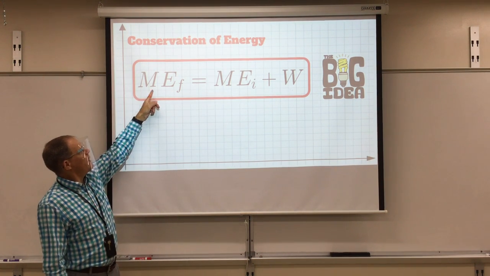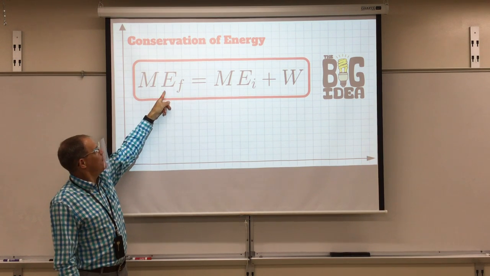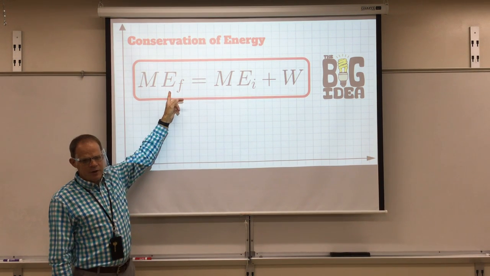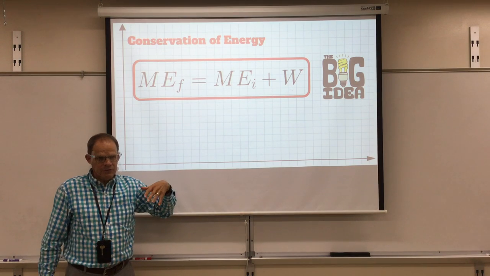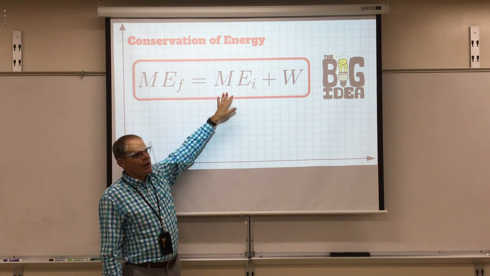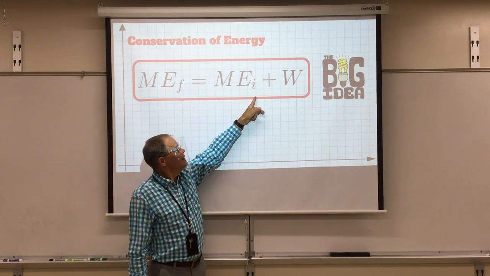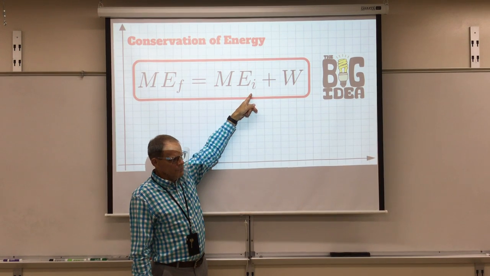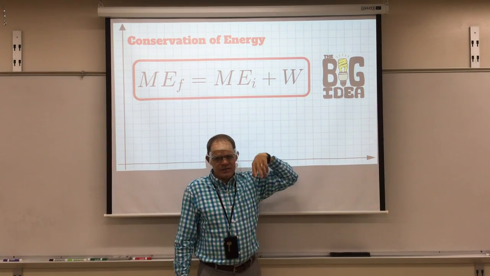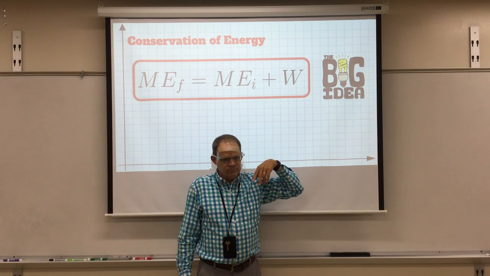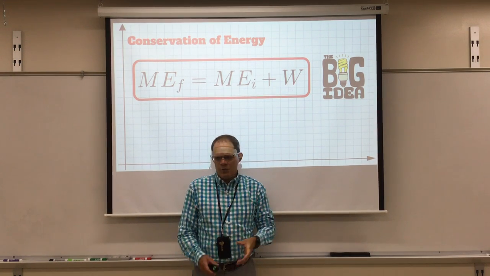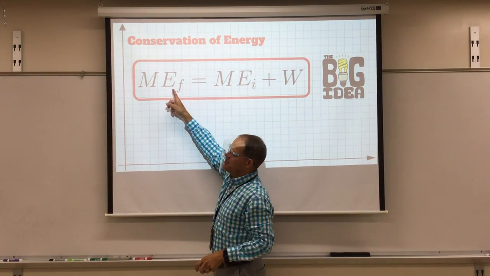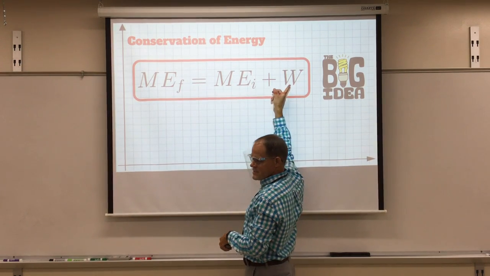So the mechanical energy final, so ME final, that's the mechanical energy at the end of an event, is going to equal whatever you started with, that's ME initial, plus any transfers. It's like saying what's in your wallet at the end of the day is going to be equal to what it was at the beginning of the day, plus any transfers.